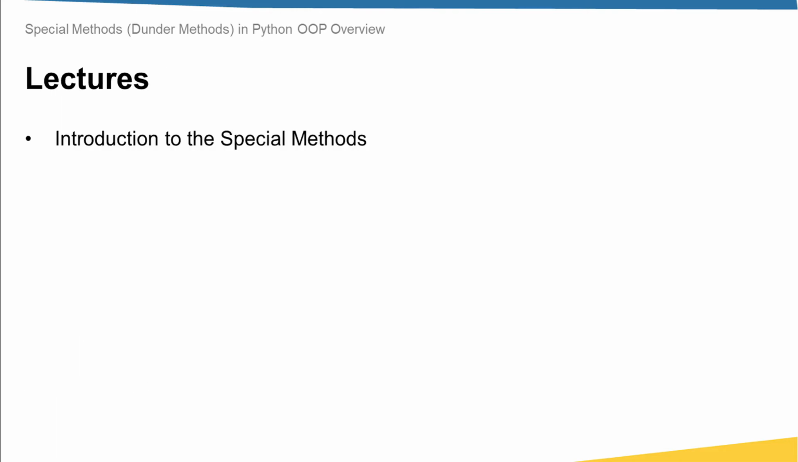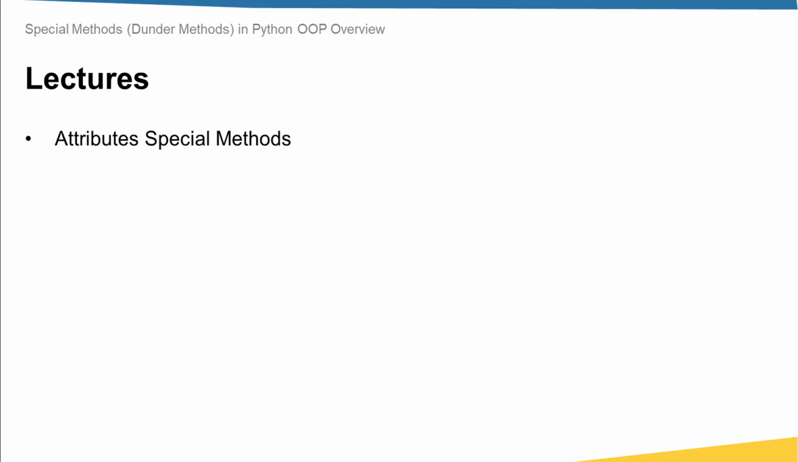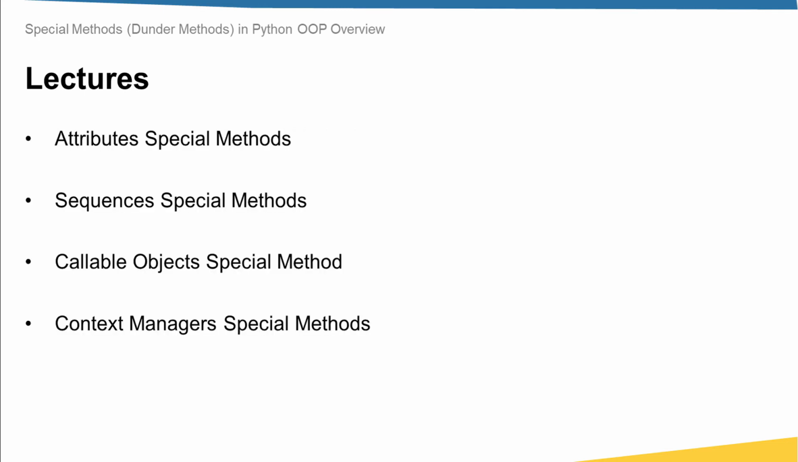First of all, I'll start this section with a quick introduction to special methods. After that, we will learn about different types of special methods and how we can override them. So we will learn about initialization and construction, operators, class representation, type conversion, attributes, sequences, callable objects, and context managers special methods. And at the end, I'll close this section with a quick summary of all we are going to learn.